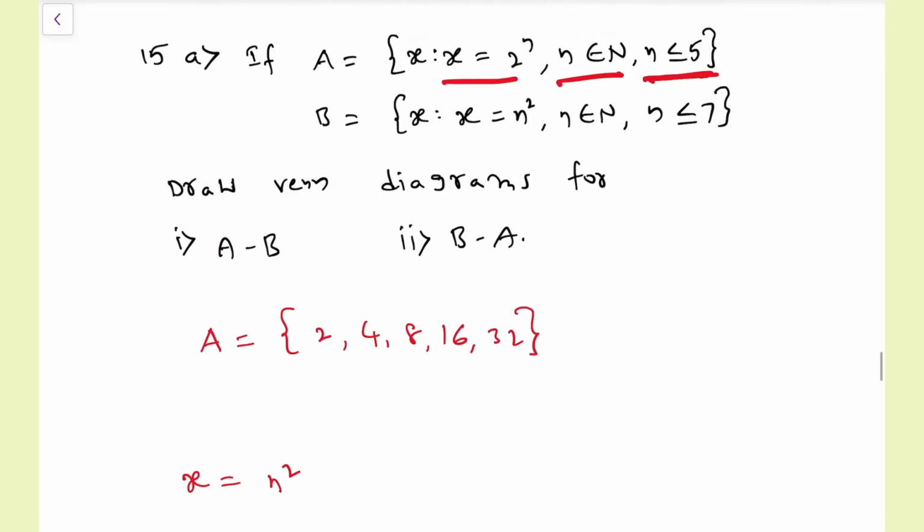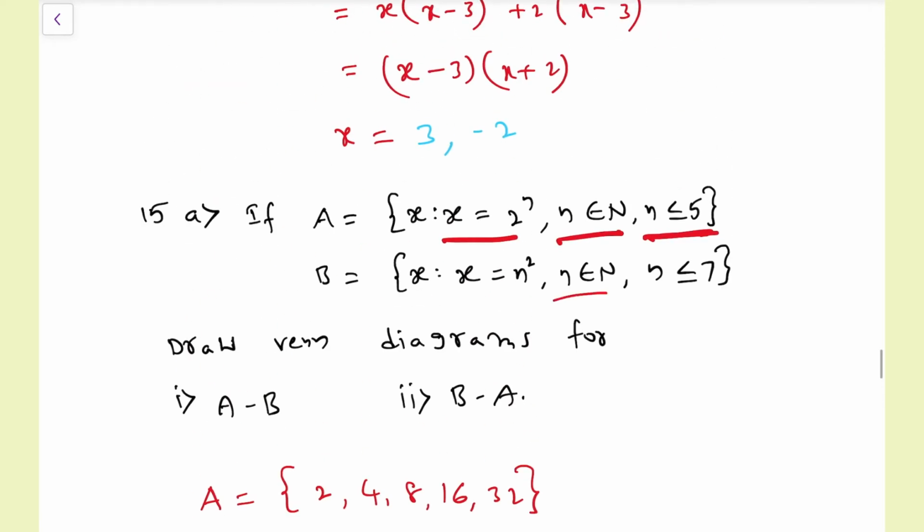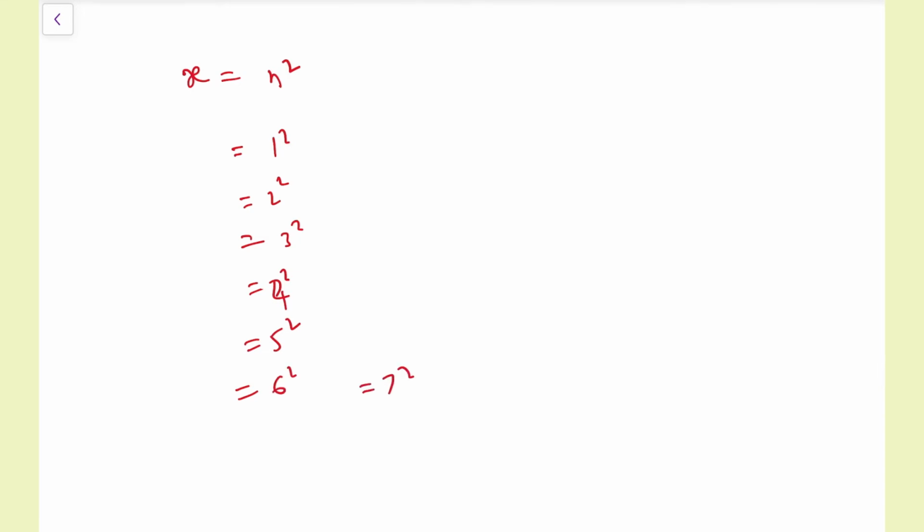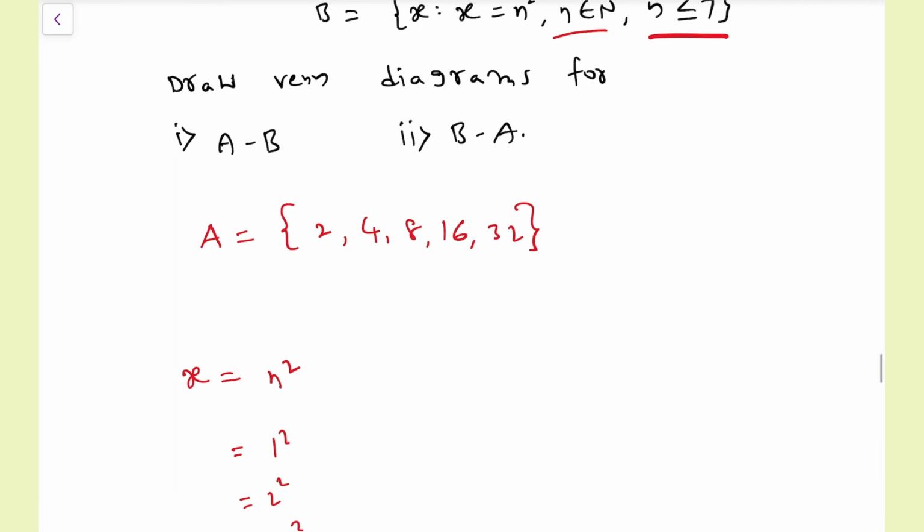X is equal to n square. And what is the condition he gave? Same, n belongs to natural numbers only, n less than or equal to 7. So first 1 square, then 2 square, 3 square, 4 square, 5 square, 6 square and 7 square. So simply squares we need to write till 7, right? Let us write it then.